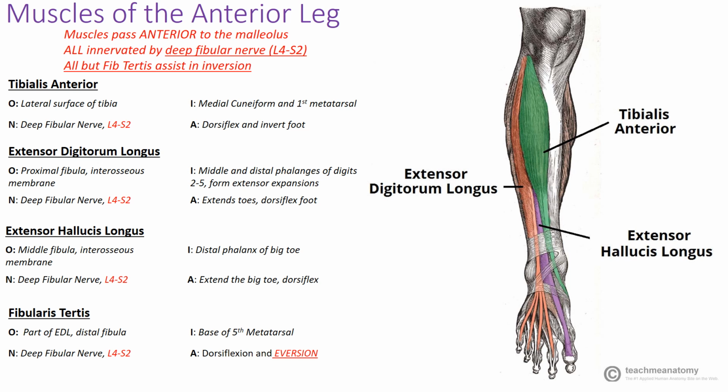Now, getting into the muscles, the next couple slides are just going to dive into the muscles, their origins, insertions, nerves, and actions. So the big thing here is the muscles of the anterior leg. These are all going to pass anterior to the medial and lateral malleoluses. So they go anterior to the malleolus. So if you see a tendon and you know it goes anterior to the malleoluses, you know that it is from the anterior compartment of the leg.